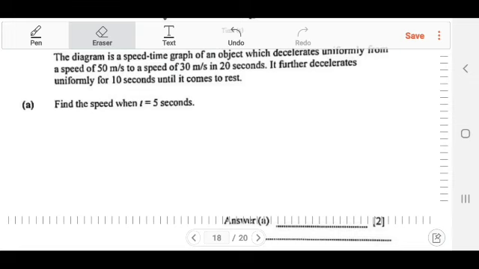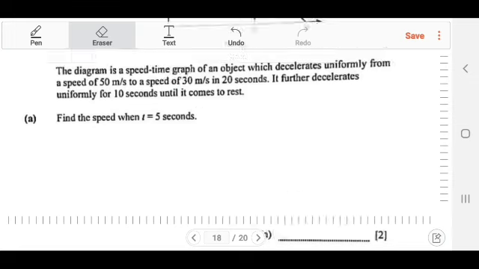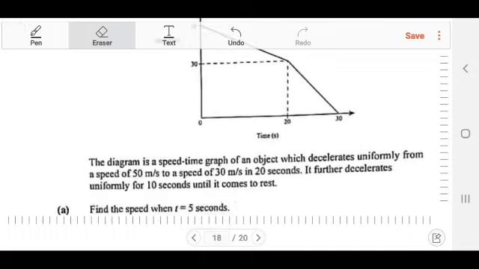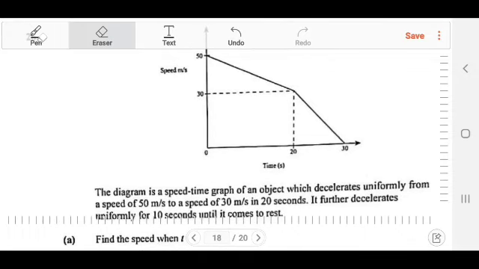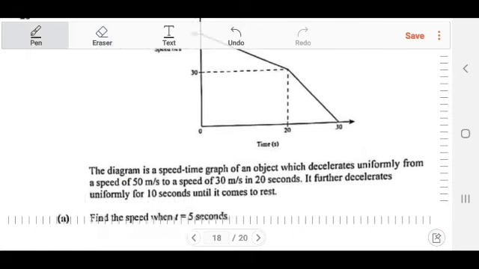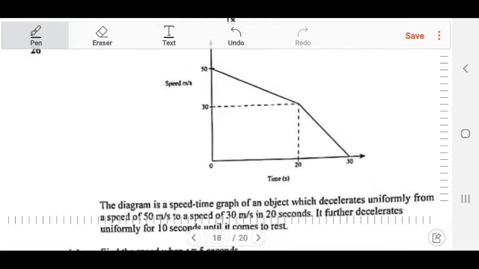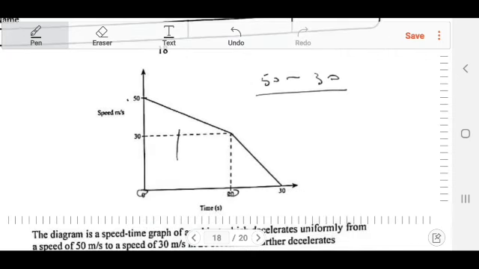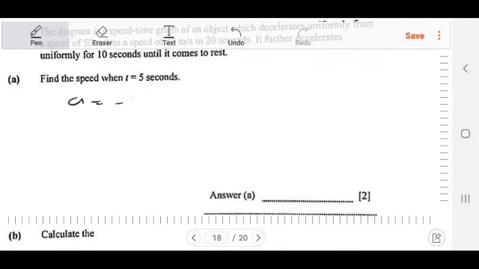So first we need to find the acceleration or deceleration. What is that? It is the gradient of that line. What is gradient? It's change in y over change in x. Change in y is y1 minus y2. Y1 is this 50, minus y2, which is this 30, over change in x. We are here and here, so it's 0 minus 20. This is going to give us 20 over negative 20, which is negative 1. So our a here is equal to negative 1. All right.